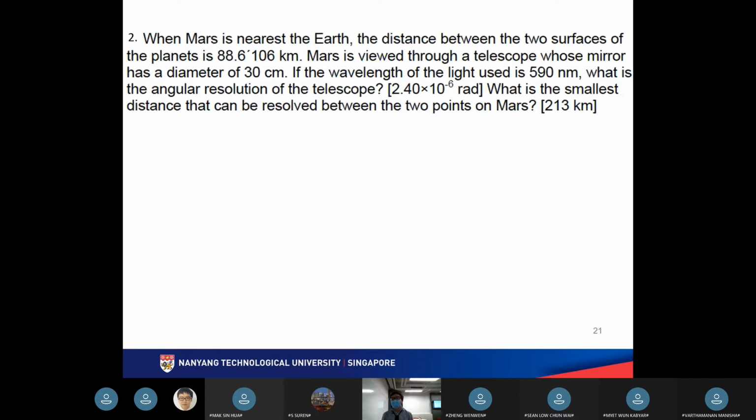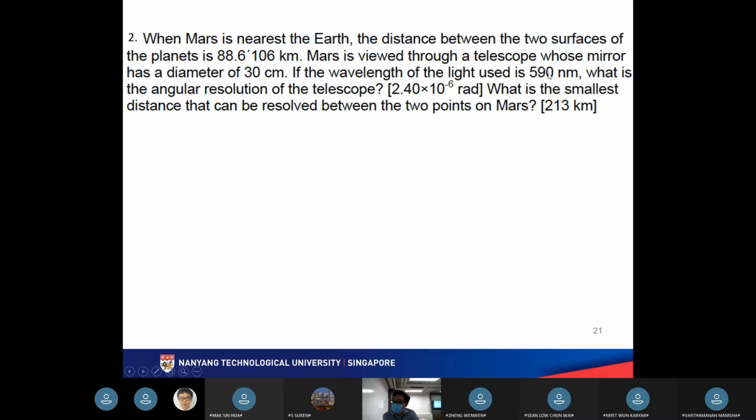So now this comes to the problem about resolution. What this question tells us is that when Mars is nearest to the Earth, the distance between the two stars is separated by this distance, in kilometers. Now Mars is viewed from a telescope. The telescope is formed by a concave mirror, and the diameter of this mirror is 30 centimeters. The wavelength of the light used is 590 nanometers, so this is typical yellow light.